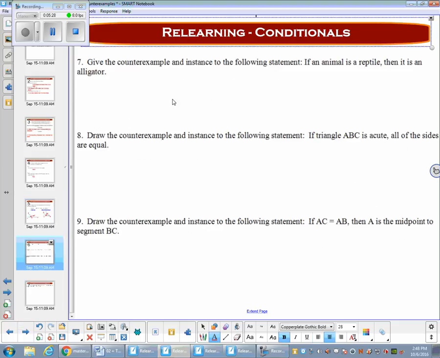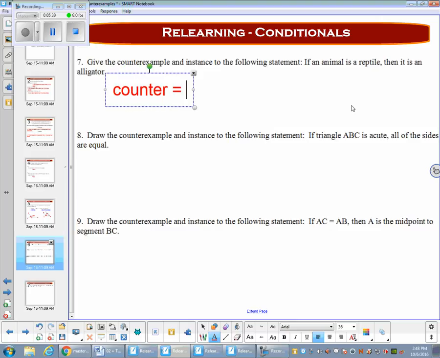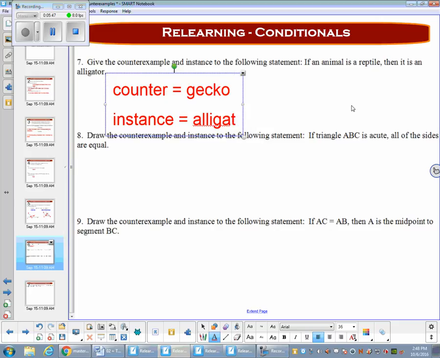Give a counterexample and an instance to the following example. If an animal is a reptile, then it's an alligator. So a counterexample would be any other lizard, like a gecko. But an instance would only be an alligator.